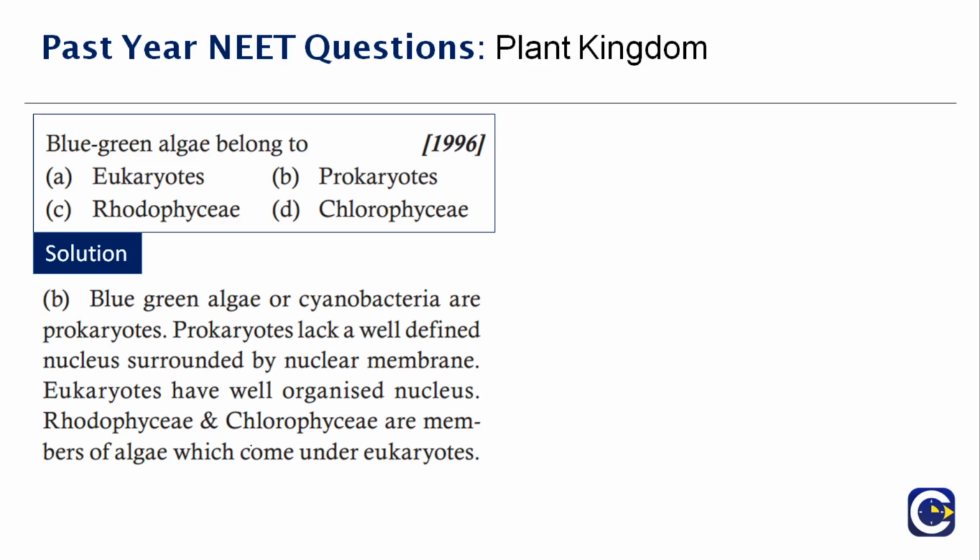Especially if you see Rhodophyceae, Chlorophyceae, they are all eukaryotic family, right? Algae is eukaryotic. So out of the options given here, eukaryotes, Rhodophyceae, Chlorophyceae, they all resemble the eukaryotic family. The leftover option is prokaryotes, and hence the answer for blue-green algae belongs to option B, prokaryotes.